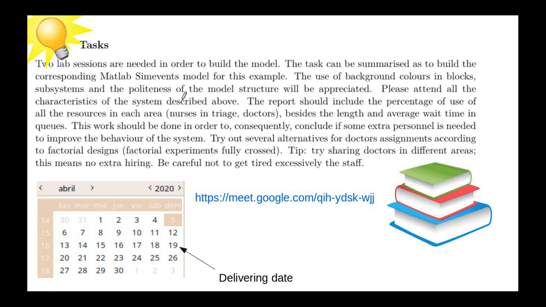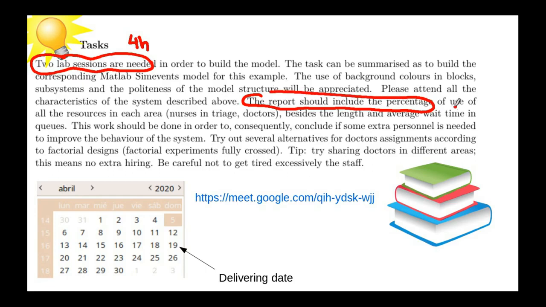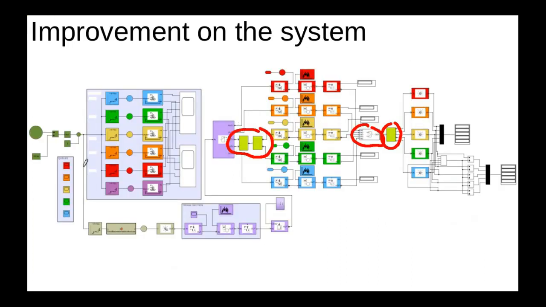So what about the tasks? Two lab sessions are needed. So more or less, you must spend 4 hours in order to build the model I have explained before. What's my interest? The report should include the percentage of use of all the resources. So I want to know the percentages in triage, about the nurses, and the doctors, on the doctor care section. As you may remember, here I have the queues.